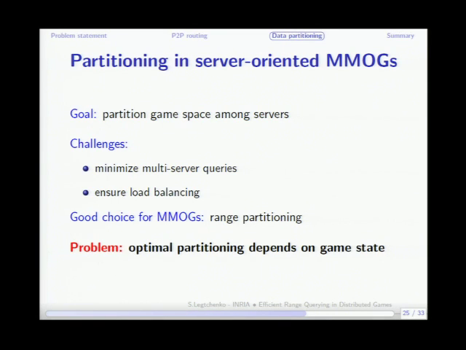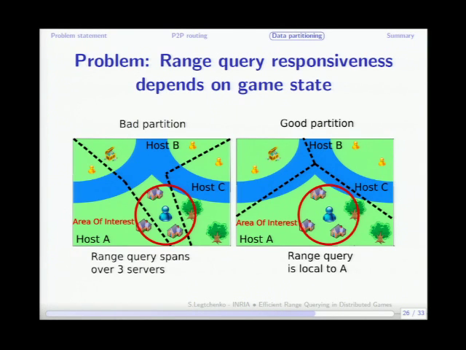So we use range partitioning, as in the previous part, because it's a good choice for MMOGs, because it preserves data locality. The problem is that optimal partitioning depends on the current game state. So here is a simple example of a simple game distribution. Here we have 3 zones in the game and 3 servers to partition them.